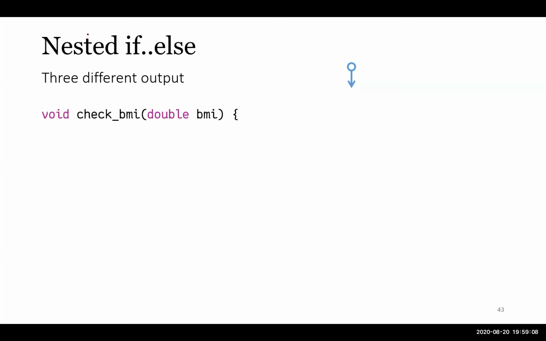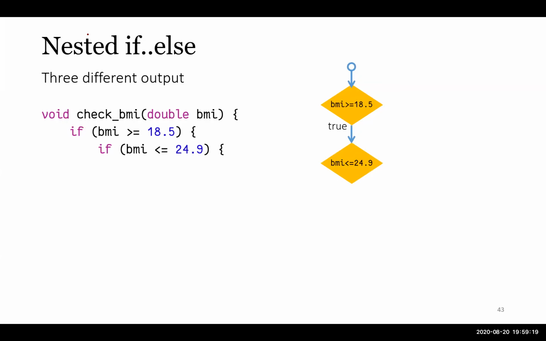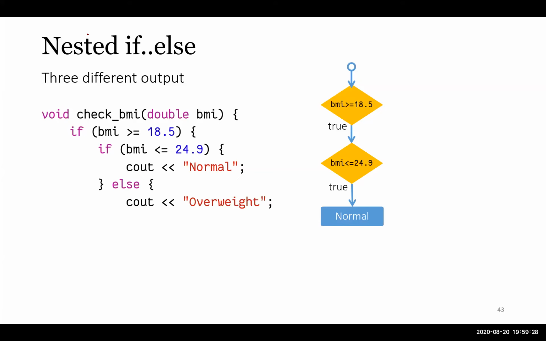Okay, let's talk about this nested if else. What is a nested if else? So let's say we want to have three different outputs. Basically, check your BMI. So if your BMI is more than 18.5, then I want to check, is it less than 24.9? If it is, then you are normal weight, acceptable weight. Else, so basically, if not, you are overweight.